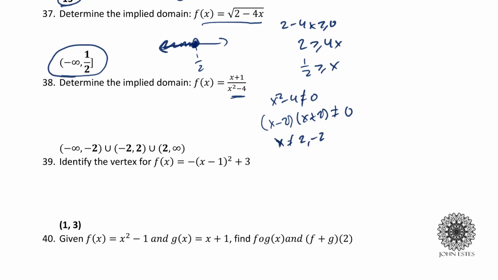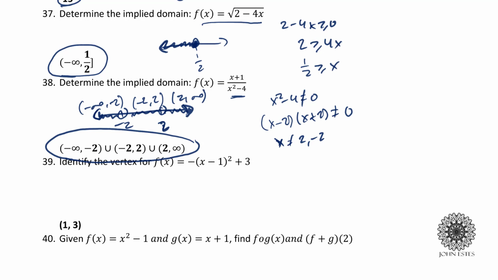And now on a number line, what that looks like is here's negative 2 and here's 2. I cut those out, but anything else is good. Anything else counts. Okay, so that's going to be negative infinity to negative 2. Negative 2 to 2 is good, and anything past 2 is good as well. So to show that those are one set, I use these union symbols, and there I have it.